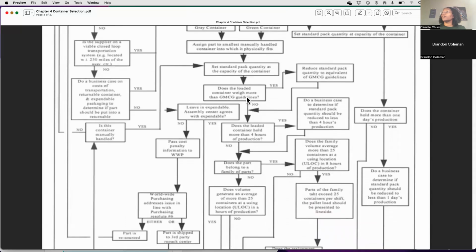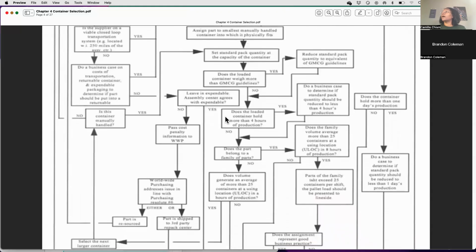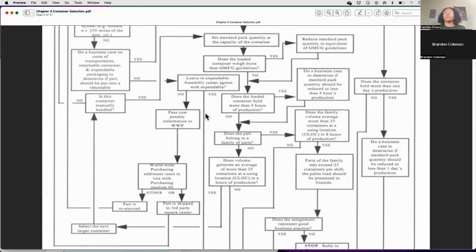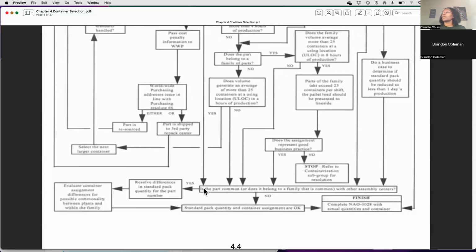And then this talks about that loaded container weight. Does it meet their guidelines? And more than likely it's going to be that 30 pounds. That's what it sounds like, because you're talking about handhelds and they're talking about their weight guidelines. This one even gives you an option of leaving in an expendable. But the assembly center, which would be their assembly plant that is going to their customer, would have to agree that expendable is okay.